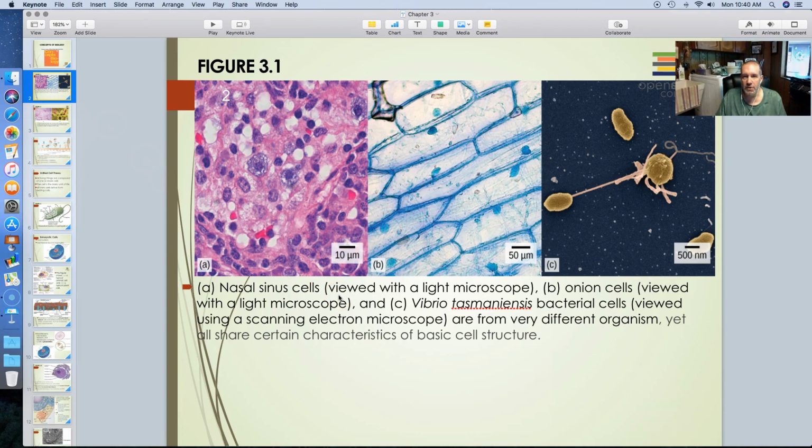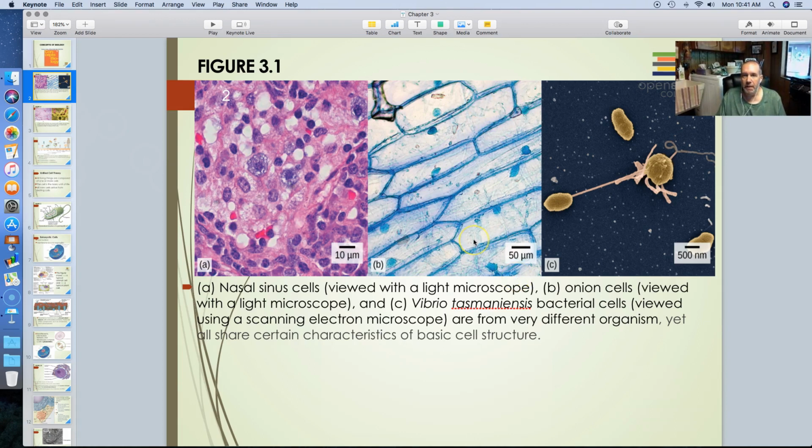Your book has a few images just to show you the microscopy involved here. Again, we're dealing with things we can't see with our naked eye. We still need microscopes to be able to see individual cells. So you see all the individual cells here. These are actually plant cells, onion specifically. You can see a few things like the nucleus there and the cell wall.